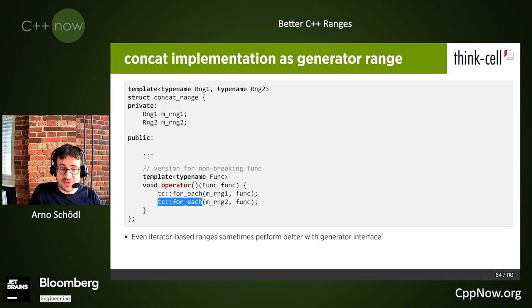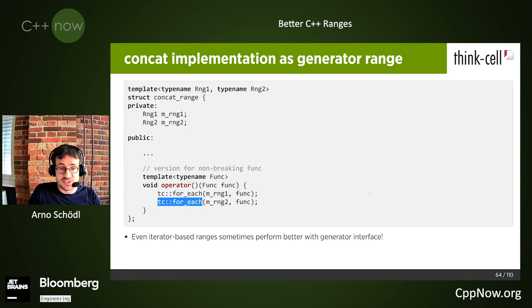While these two for each are running, of course, they're not checking anything. They are just using the underlying for each of the underlying range. And so this is very efficient. It's just as efficient as if you would write two separate loops. So a point here is that even iterator-based ranges often benefit from having a generator interface, from supporting internal iteration. So if someone is happy with internal iteration and doesn't need anything more complicated, then you can actually revert to internal iteration.